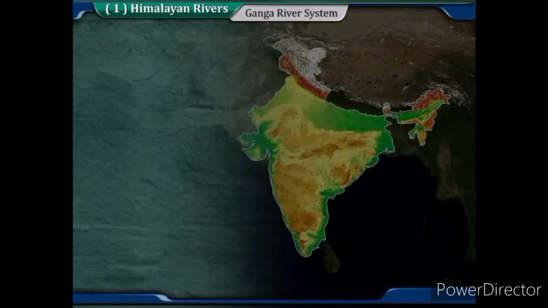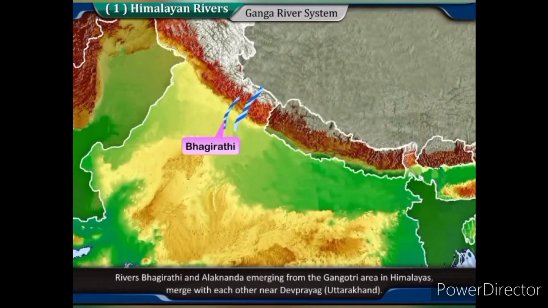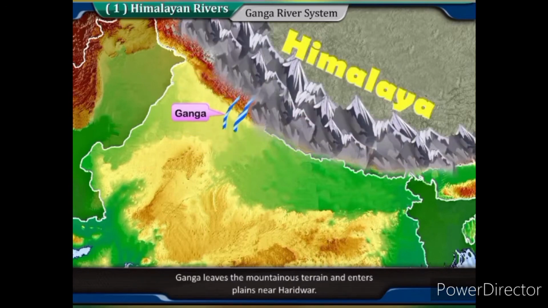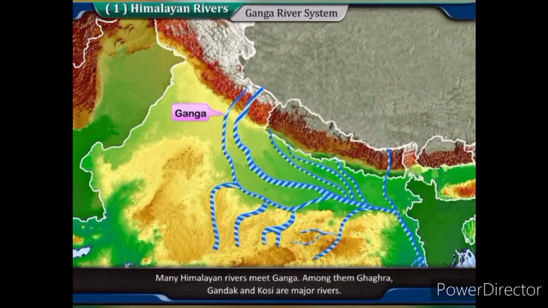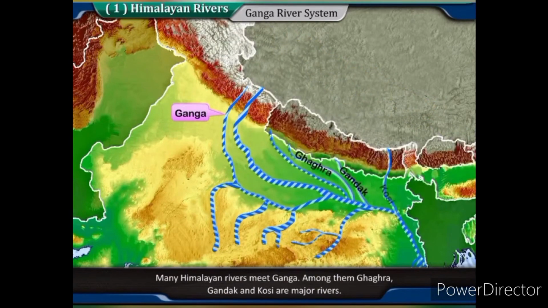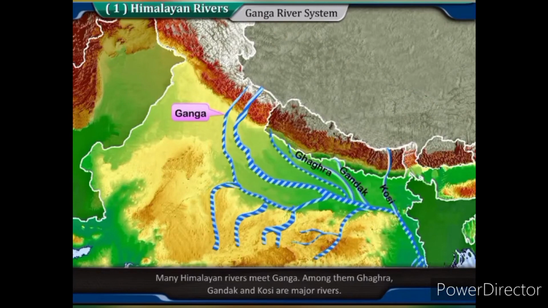Ganga River System. Rivers Bhagirathi and Alaknanda emerging from the Gangotri area in the Himalayas merge with each other near Devprayag, Uttarakhand. Ganga leaves the mountainous terrain and enters the plains near Haridwar. Many Himalayan rivers meet Ganga. Among them, Ghagra, Gandak and Kosi are major rivers.